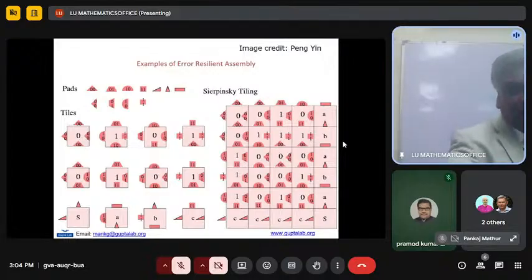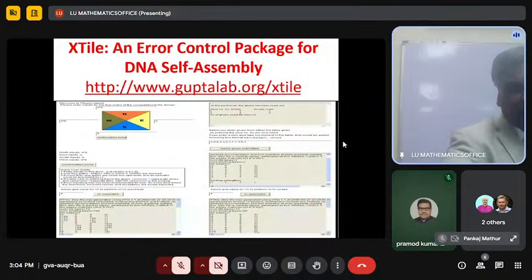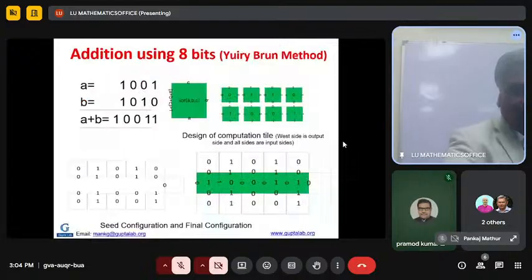And this is for Sierpinski triangle actually. This is a tile system for that. In fact, you can design these tiles. We have developed the software where you can enter the things and it will generate the tiles for you. And now I'll show you the addition for 8.